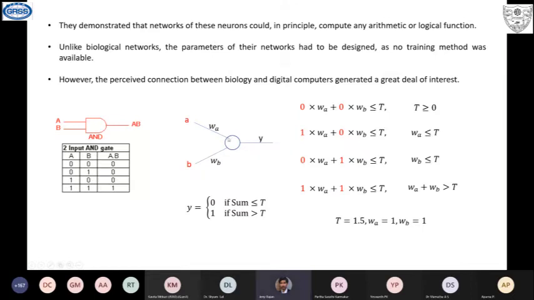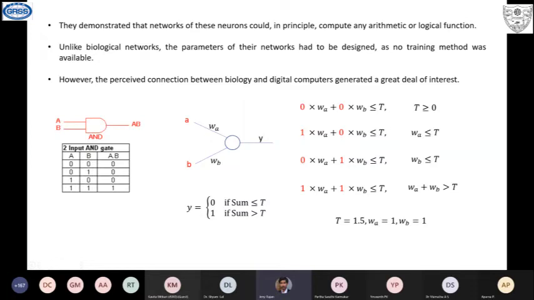This is how my neuron looks like. It takes 2 inputs. A and B are the inputs, and WA and WB are the weights associated with the inputs, and Y is the output. When A and B are 1, this neuron should fire. In all other cases, the output should be 0. Otherwise, the neuron should not fire. So what values of WA, WB, and T help in achieving this output?